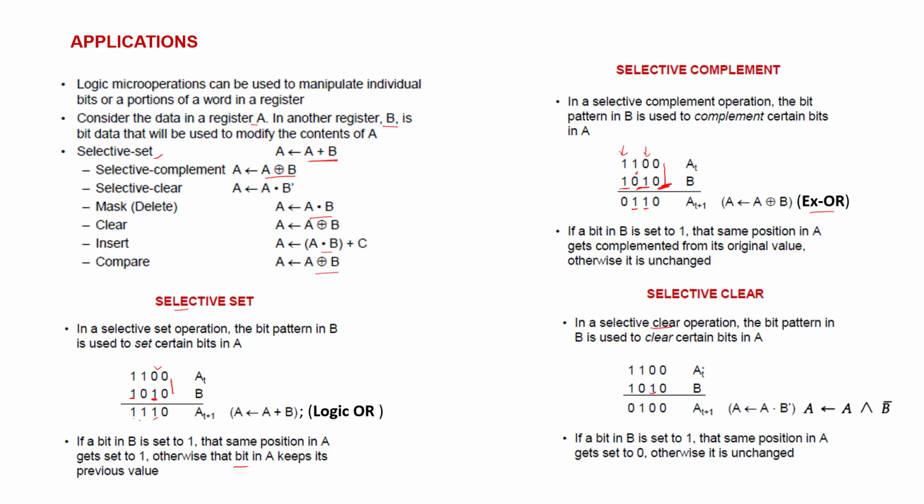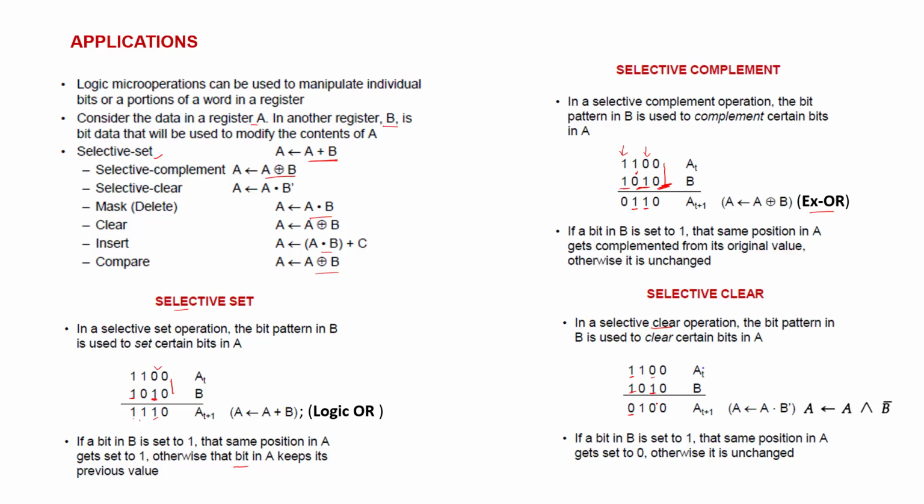Now here B is 1, and the corresponding bit of A is 0. So it is already 0, so it remains 0. Now here B is 1 and the corresponding bit of A is what? 1. So it must be changed to 0. So the corresponding bit changes to 0.